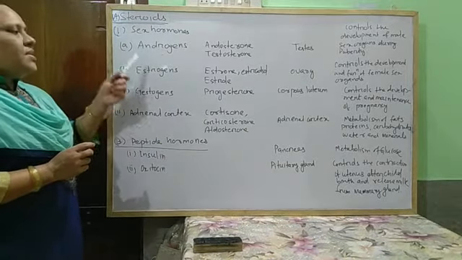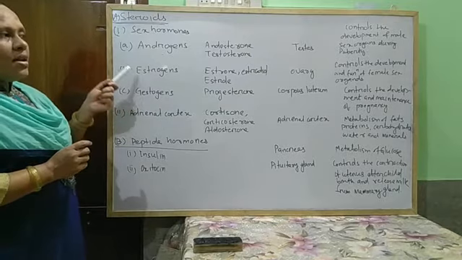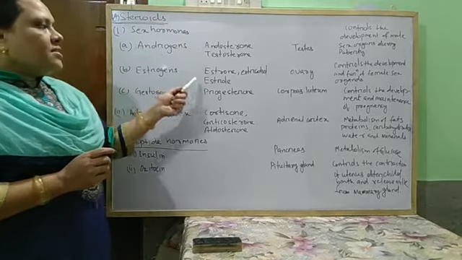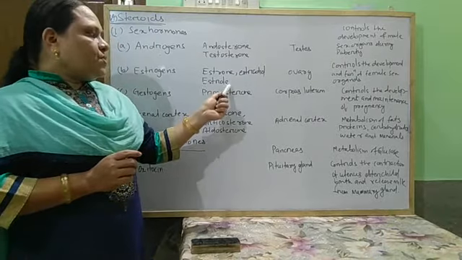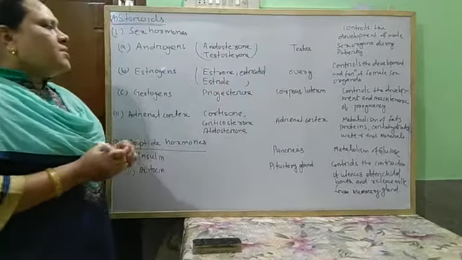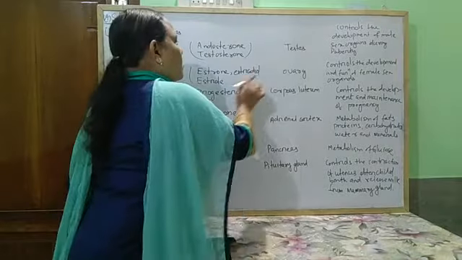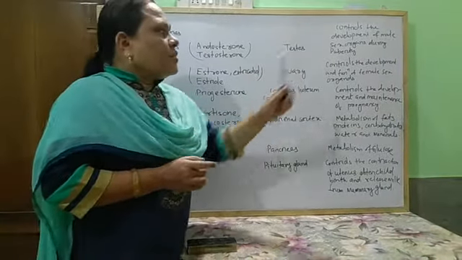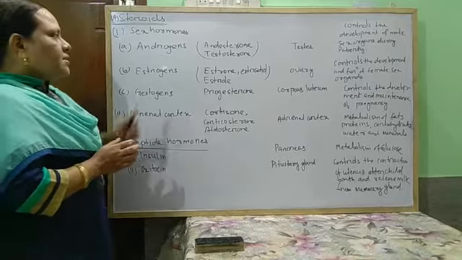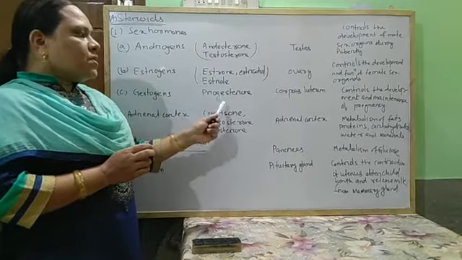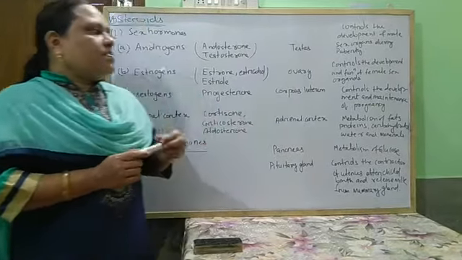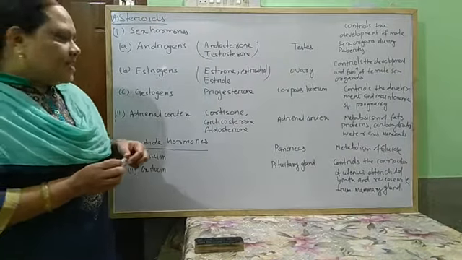Next, estrogens. These are also known as female sex hormones, while androgens are the male sex hormones. Examples of estrogens are estrone, estradiol and estriol. These are secreted from the ovary and control the development and function of female sex organs. Similarly, another sex hormone is progesterone. Progesterone is secreted from the corpus luteum and controls the development and maintenance of pregnancy.